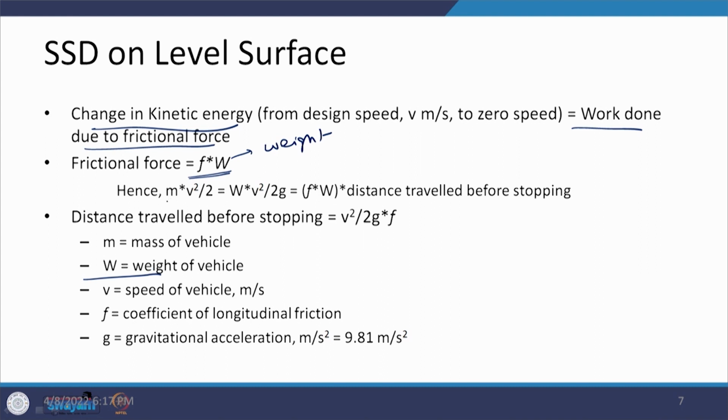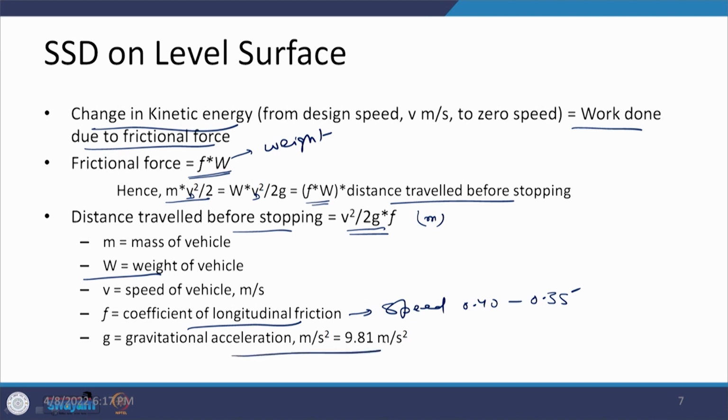So, we are left with mv square by 2, where this v is related to Vd, and this equals F into W into the distance travelled before stopping. Therefore, the distance travelled before stopping is going to be small v square divided by 2gF in meters. And this F is the coefficient of longitudinal friction, which we have seen is dependent on the speed, and it changes from 0.40 to 0.35 as the speed changes from 20-30 kilometers per hour to 80-100 kilometers per hour. G is the gravitational acceleration, and this is 9.81 meter per second square.